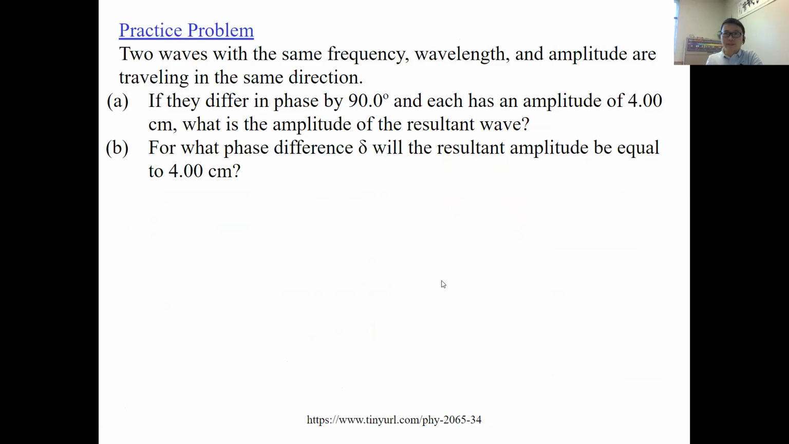Let's take a look at this practice problem. It says two waves with the same frequency, wavelength, and amplitude, just as the case we looked at before, are traveling in the same direction. If they differ in phase by 90 degrees, so delta is 90, and each has an amplitude of 4.